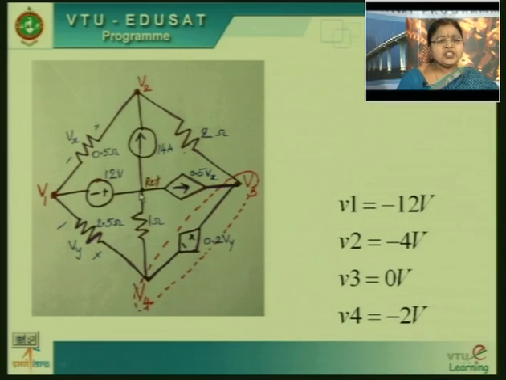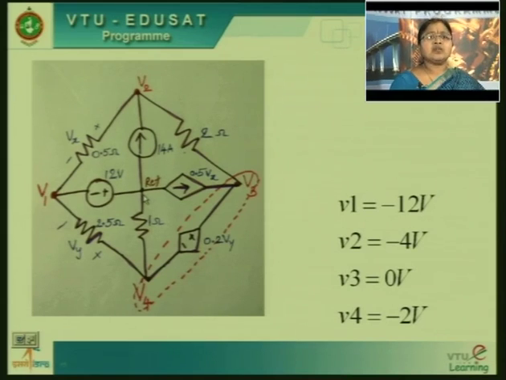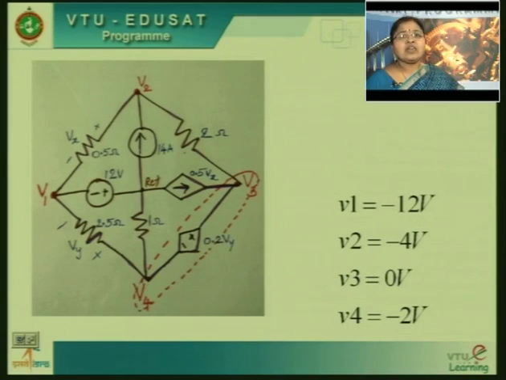They have not mentioned which node has to be taken as the reference node, but we have considered the center one as the reference node. Now, if we change and take any other node as the reference node, the values will be different, because with respect to that we will tell. Now, with respect to this reference, V1 is minus 12, V2 is minus 4, V3 is 0 and V4 is minus 2 volts. So, we have solved all the 4 node voltages.